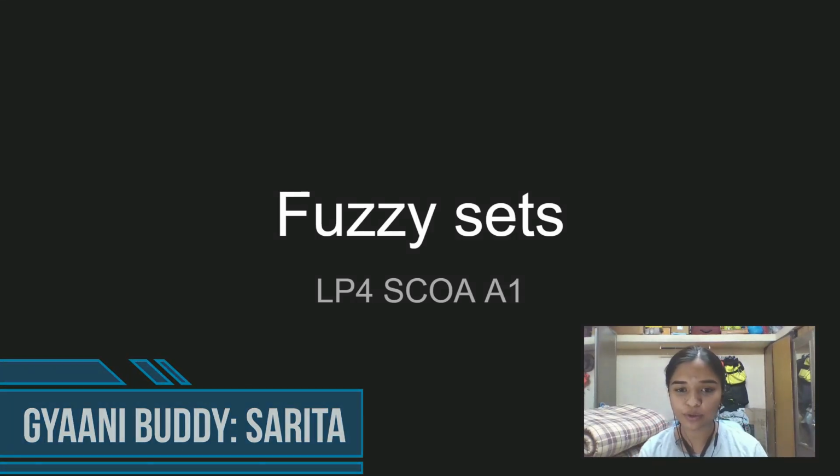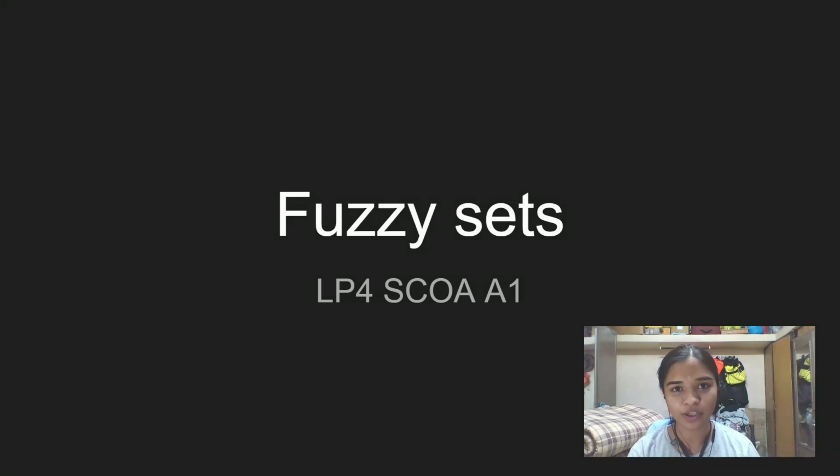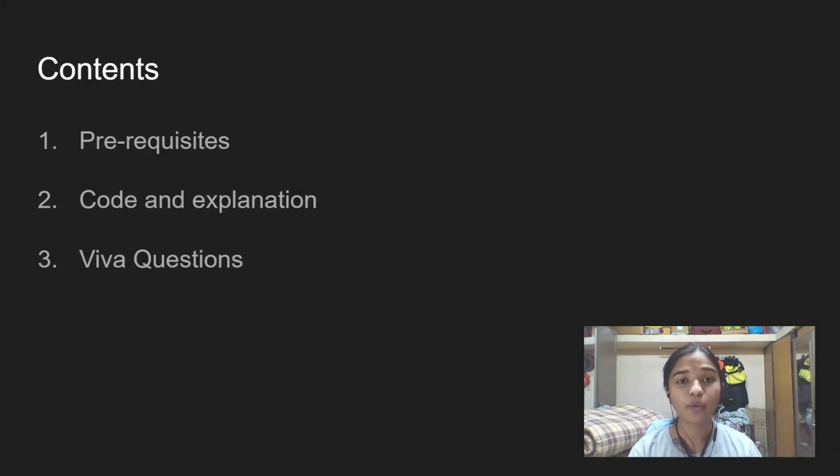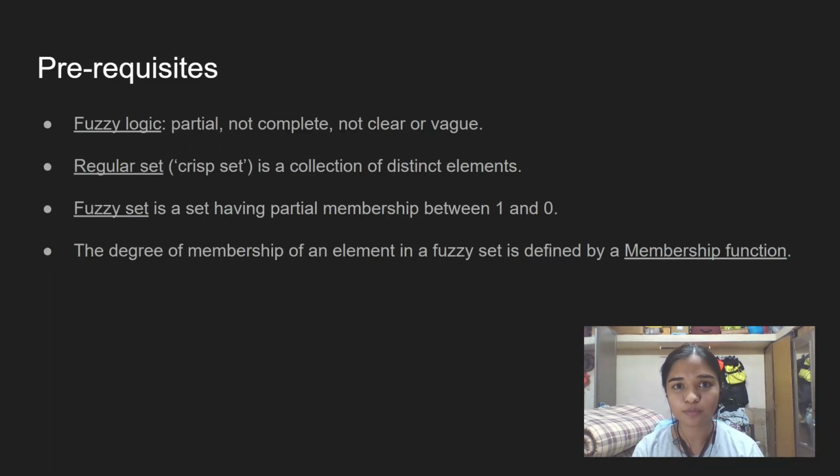And today we are going to look at LP4 SEOA Assignment 1 Fuzzy Sets. So the video is going to be divided into three parts. First one is the prerequisites, where I will explain some concepts related to theory, some definitions with the help of some examples. Second one is the code and its explanation. And third one is the Fiverr questions that may be asked during your practical.